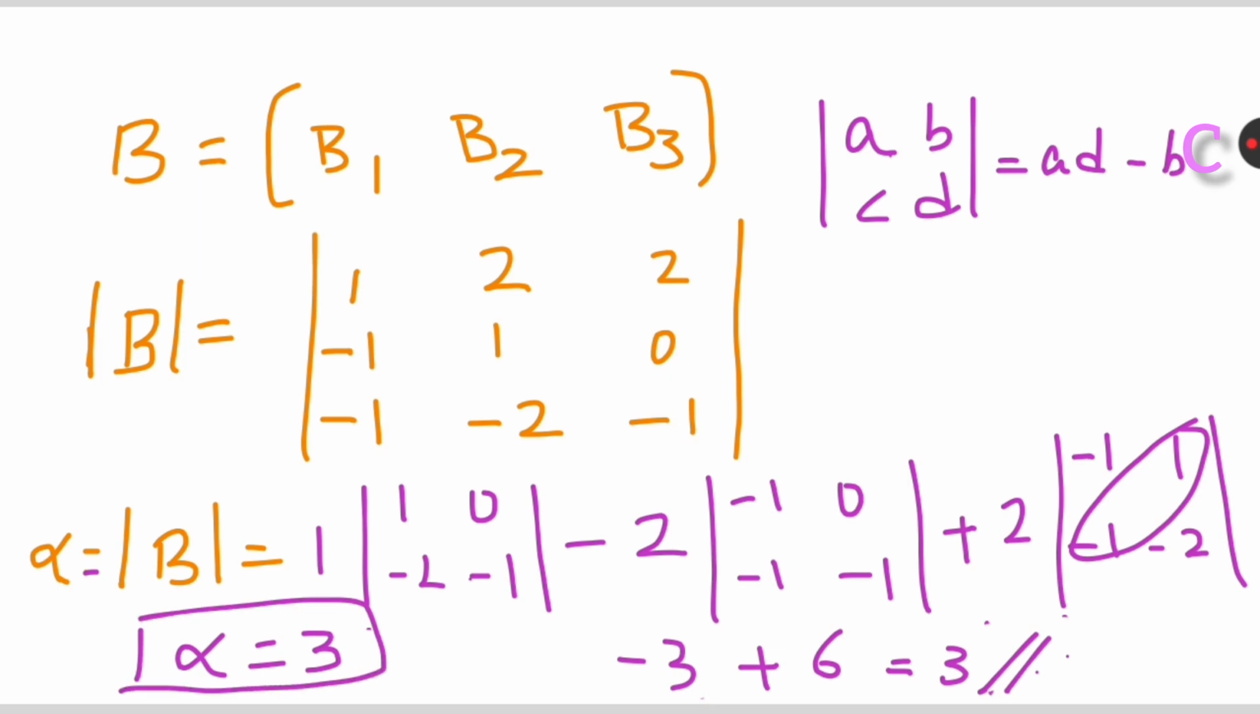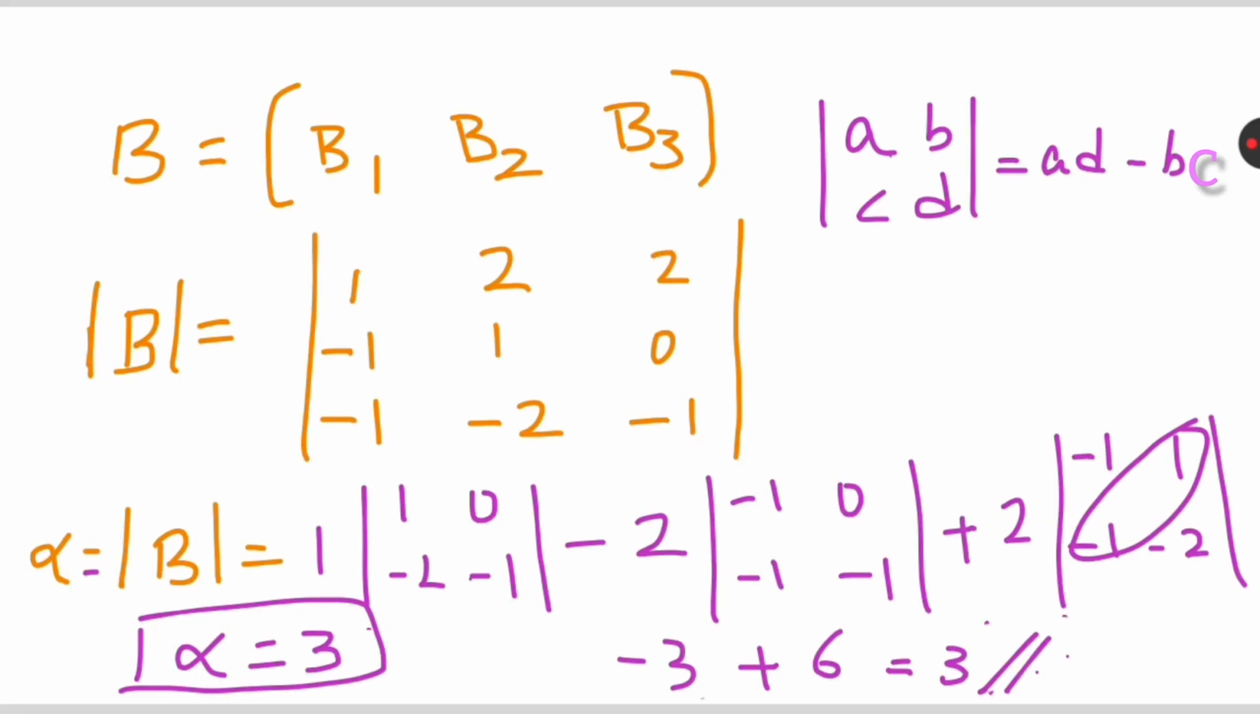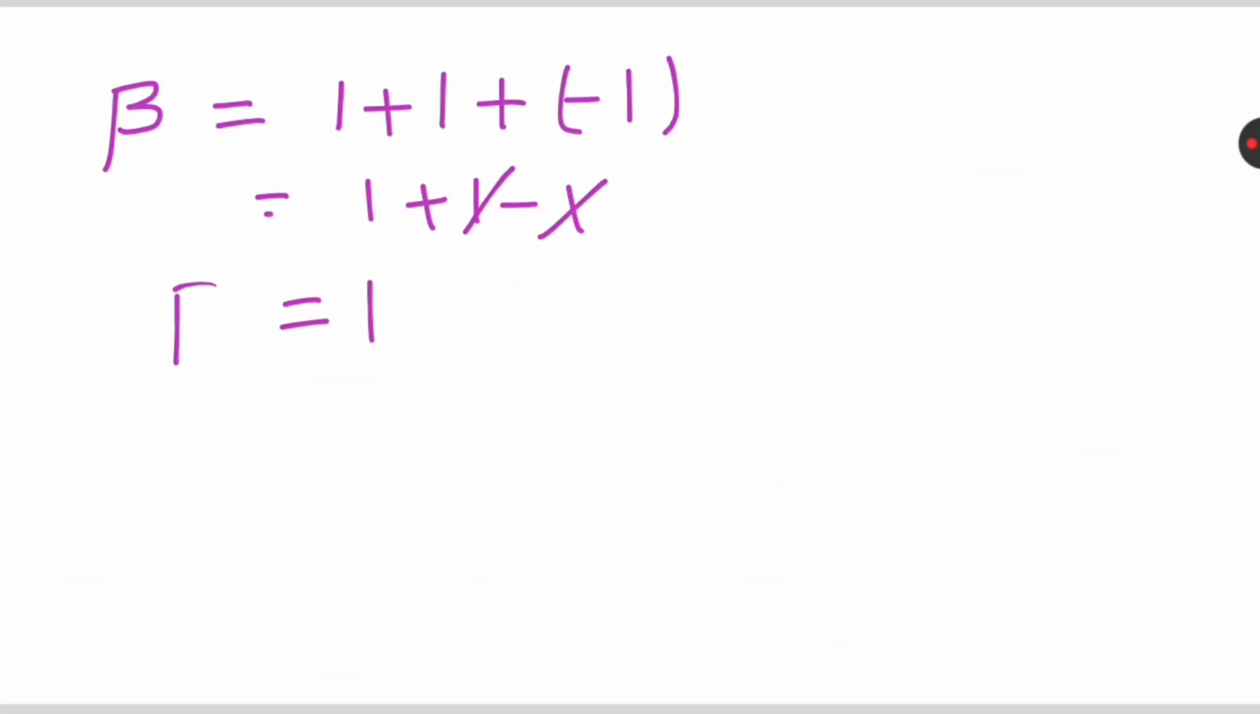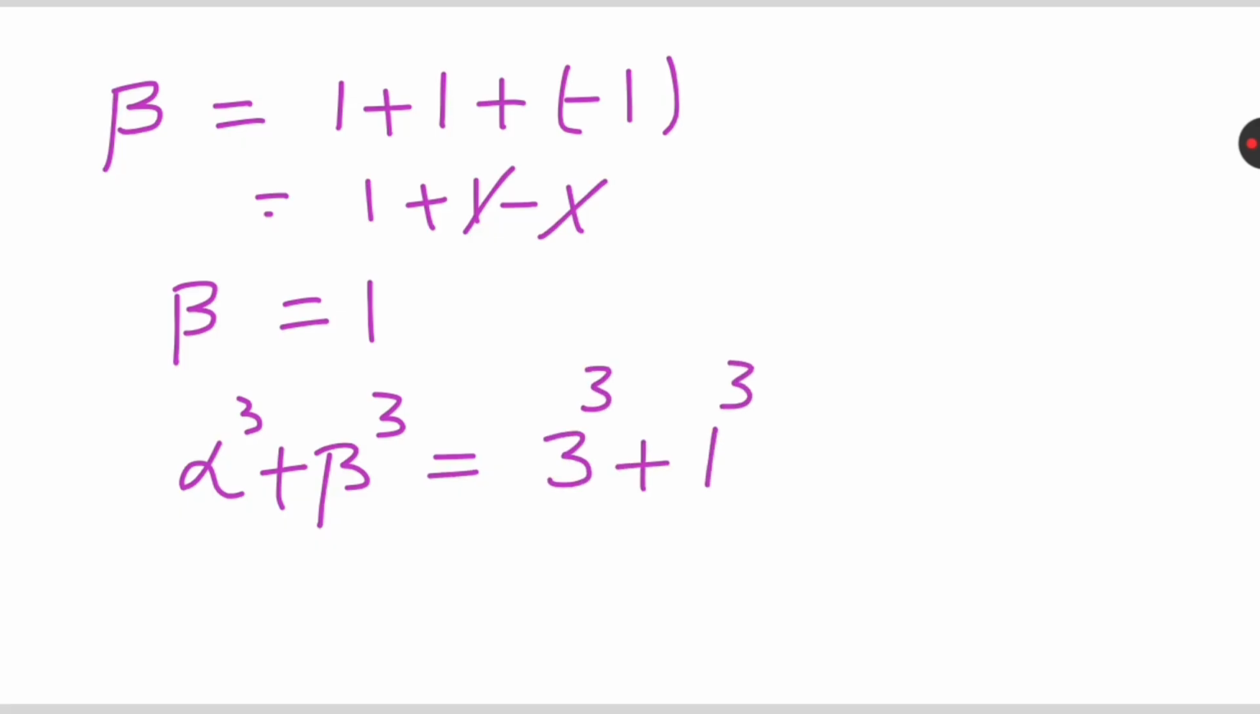Now we need to find the beta value. So what is beta? Sum of all the diagonal elements of B. So you have to take only the diagonal elements sum: 1 plus 1 plus minus 1, which is 1. So finally we got alpha and beta values. Now we need to find alpha power 3 plus beta power 3 value. What is the alpha value? 3 cube plus, what is the beta value? 1 cube. 3 cube is nothing but 27. 1 cube is nothing but 1. So that is equal to 28. That's it.